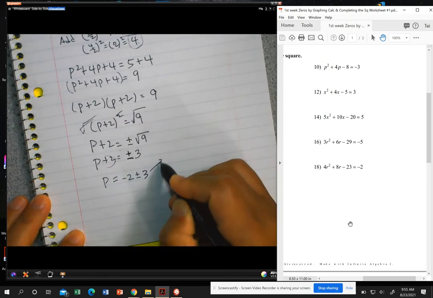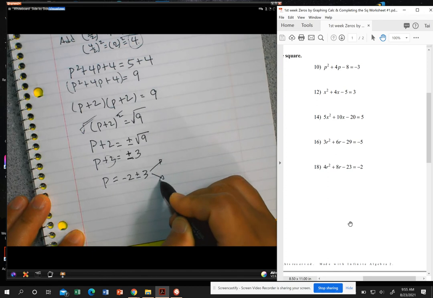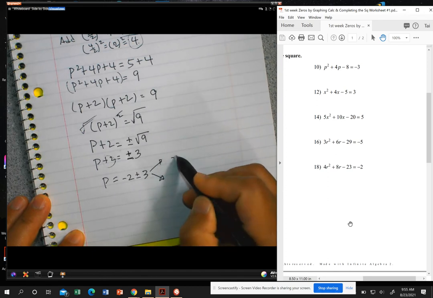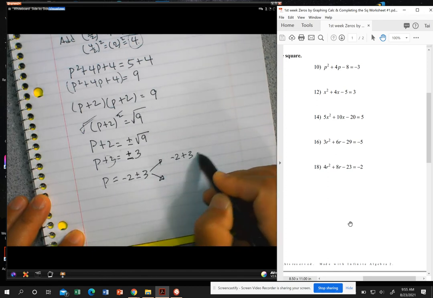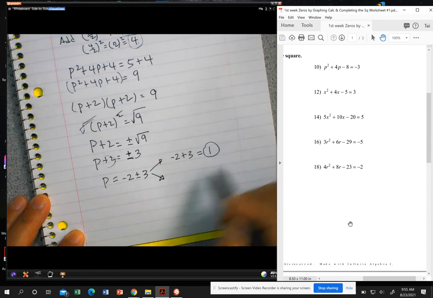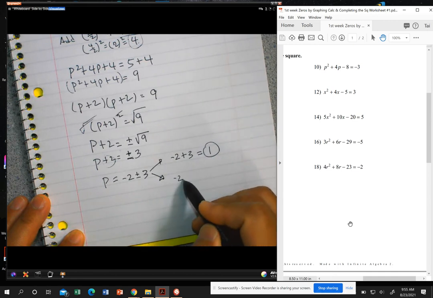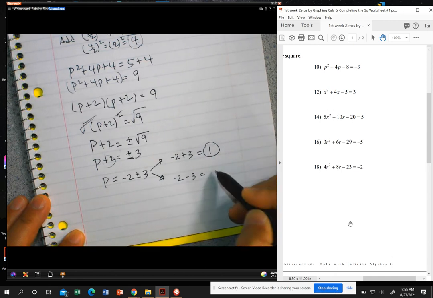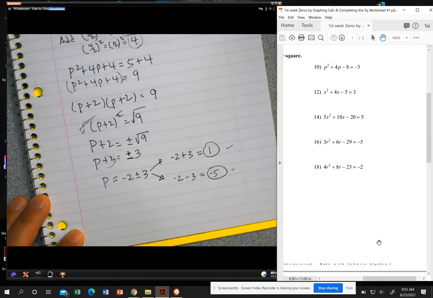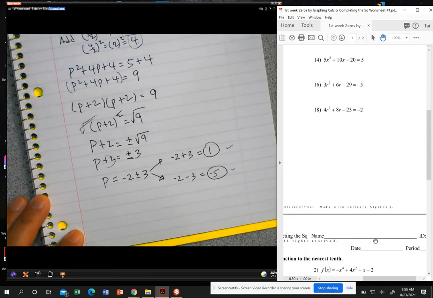That means we have two solutions. What are the two solutions? Negative 2 plus 3, which is 1, is your first solution. Another one is negative 2 minus 3. It is negative 5. So those two are the solutions. So let's check.